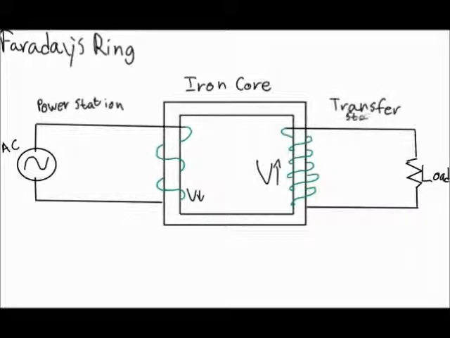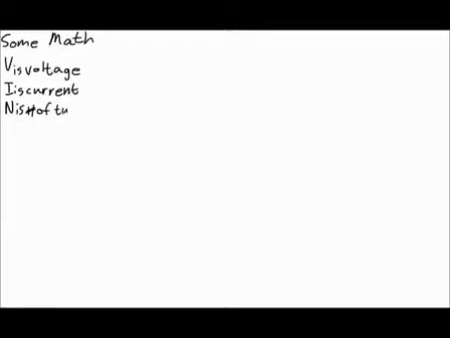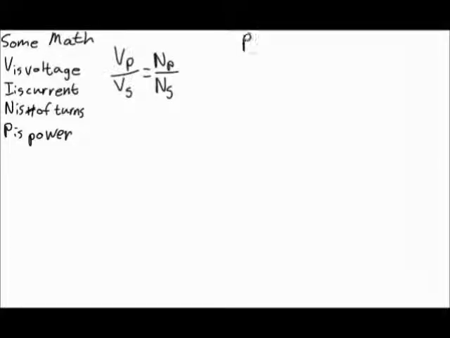Alright, let's take a look at some math. So we're going to say that V is voltage, I is current, N is the number of turns in the coil, and P is power. Capital P, that is power. Our subscripts are going to be p and s, where p stands for primary and s stands for secondary. And so we're going to go through a couple equations to come up with one equation that will allow us to determine anything that we need to know about transformers.